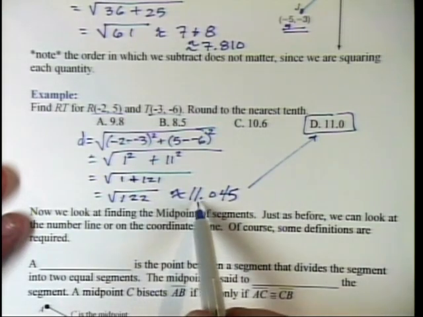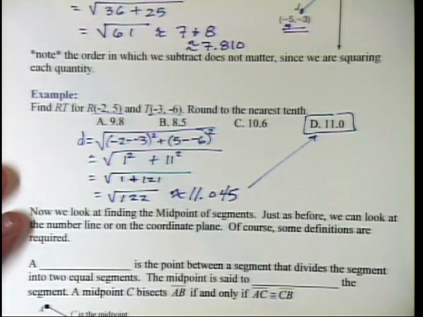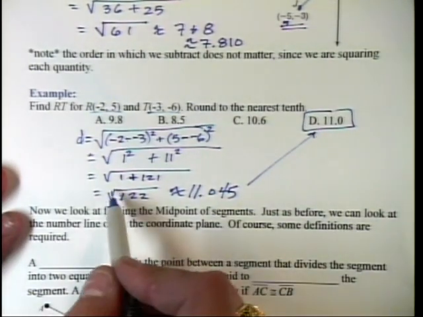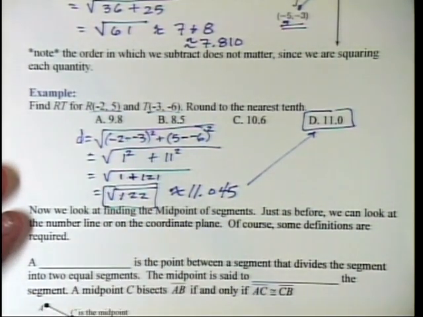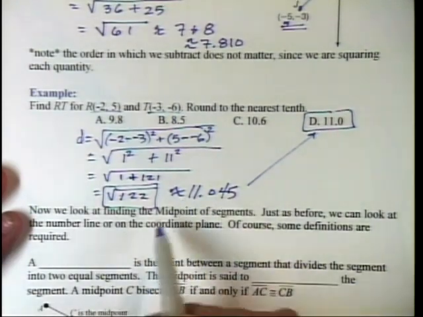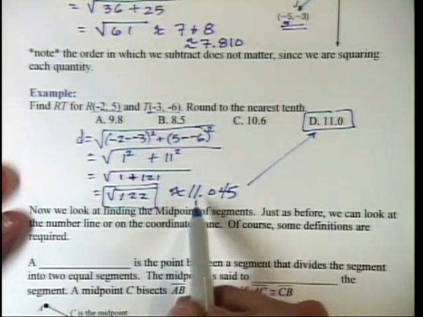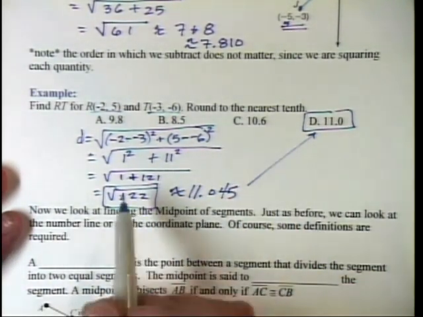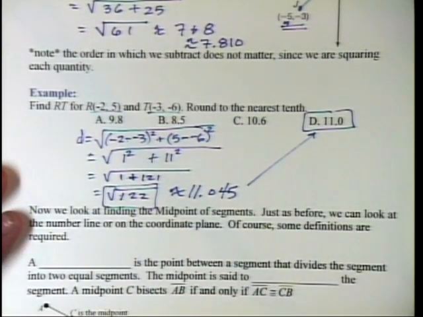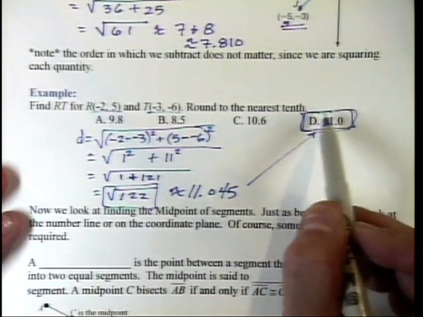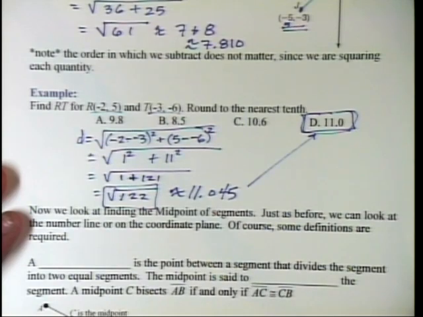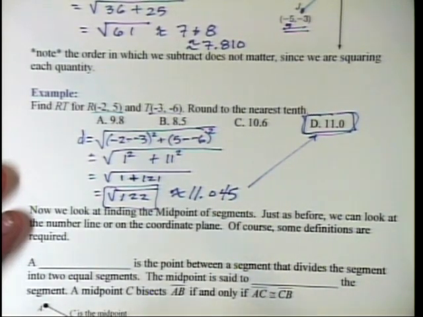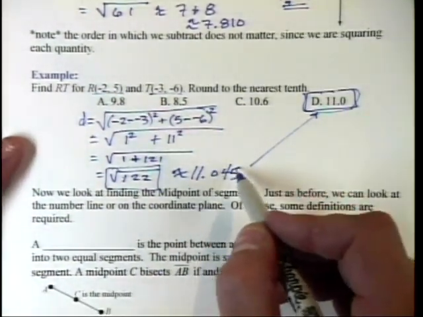Now notice we could have answered this question without a calculator. Don't get mad at your teacher if she gives you one like this on a test and she doesn't let you use your calculator, because you should be thinking that the square root of 122 is going to be between 11 and 12. Okay, because 11 squared is 121, which is smaller than 122, and 12 squared is 144, and the only choice that's between 11 and 12 is 11.0. Okay, so we can do that without a calculator, but it's nice to know exactly what it is here.